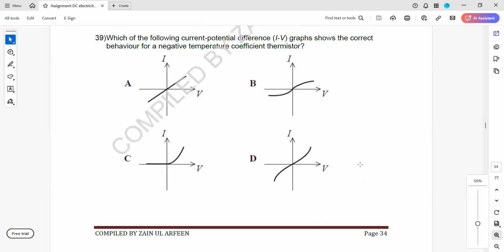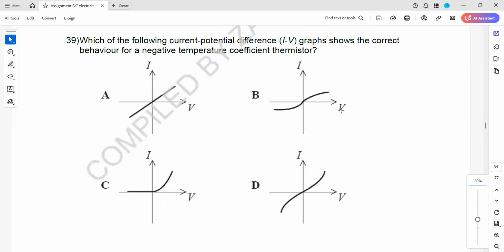Question 39. You can use the chat to answer this question. Which of the following current-potential difference graphs shows the correct behavior of a negative temperature coefficient thermistor? A thermistor is a semiconductor. So which one is representing a thermistor here? Which graph? You can use the chat to answer.